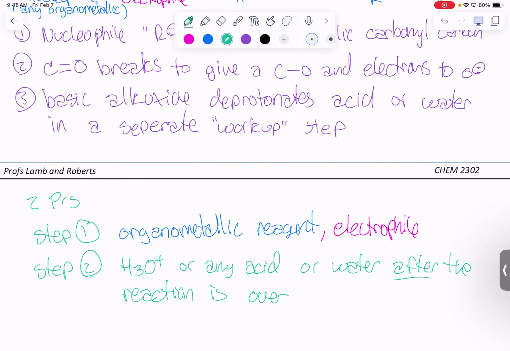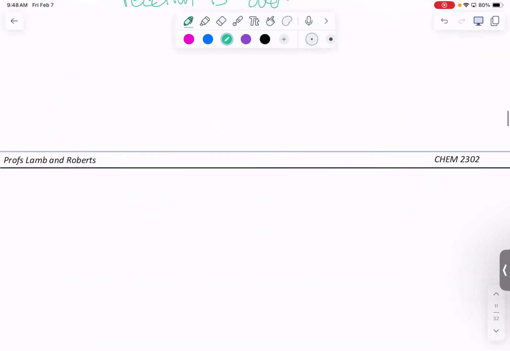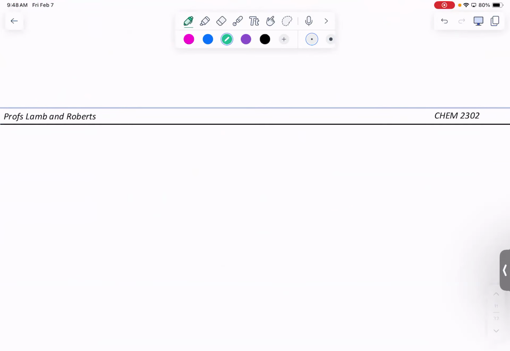All right, so let's take a look at what that would look like on an exam. If I asked you for the two P's of this reaction, okay? So let's go ahead and take a look at what this molecule is, and this is going to be our practice molecule.